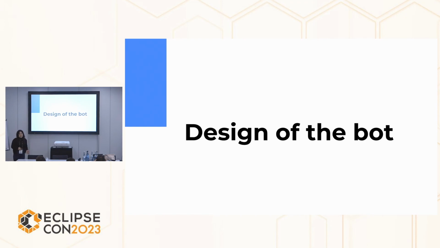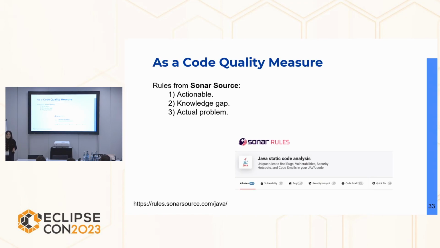So how did we design the bot? First, as a code quality measure, we said we are not going to redefine what code quality is. We are just going to use something that already existed. So we chose SonarSource rules, but in SonarSource, we have 662 rules, and they are not all applicable for a programming course. So we actually made a filter. We curated all the rules based on 3 main factors. First, that it is actionable. So it's something that they can fix without too much effort. So maybe changing a line, changing the order, changing a name, or deleting a line.